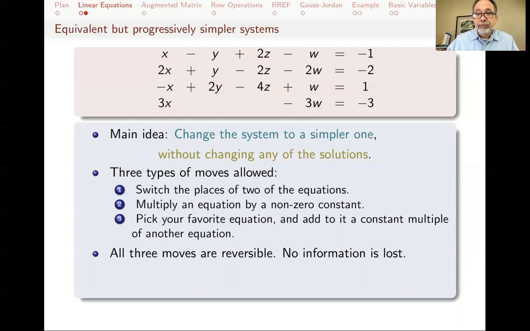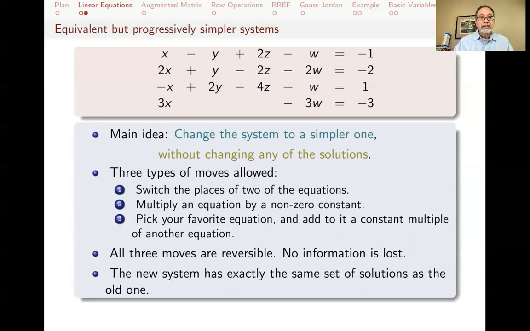Because things are reversible, there's no information lost, and the solutions to one system have to be the same as the other. We'll give a much cleaner formal proof of this in a later lecture. But if you think about it a little bit, it should be intuitively clear that you do not change the solutions to this system at all. You don't add or subtract anything if you just use these moves.